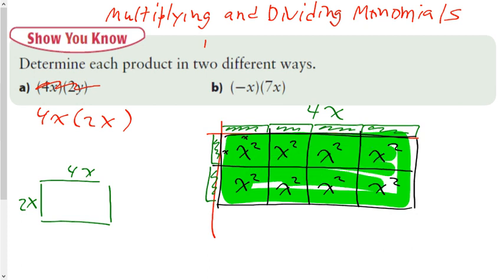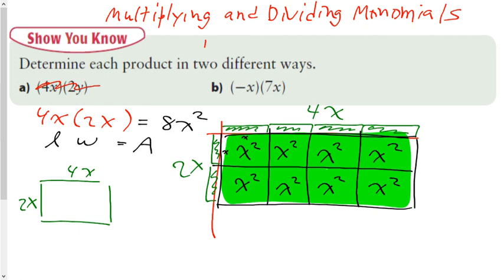And therefore, the interior of that rectangle, whose length is 4x and its width is 2x, has an area of 8x squared, or 4x times 2x equals the area of 8x squared. The length multiplied by the width equals the area. Okay, so that's another way to prove that 4x times 2x is 8x squared.